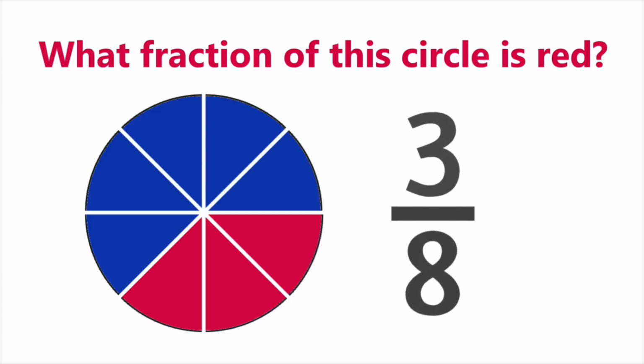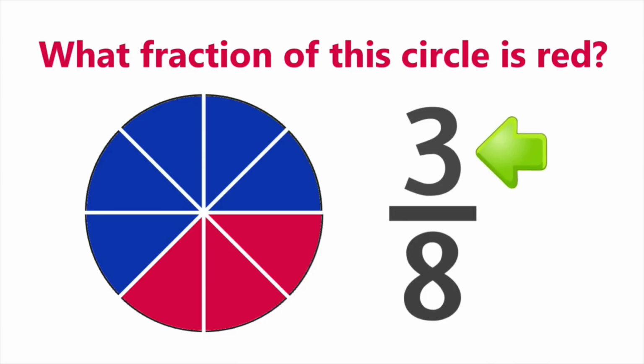Yes, 3/8. 3/8 of the circle is red. Very cool. The numerator shows us how many of the parts are red. 3 of the parts are red. The denominator shows us how many total parts the circle is split into. The circle is split into 8 equal parts. 3 out of 8 parts are red. That means 3/8 of the circle is red.